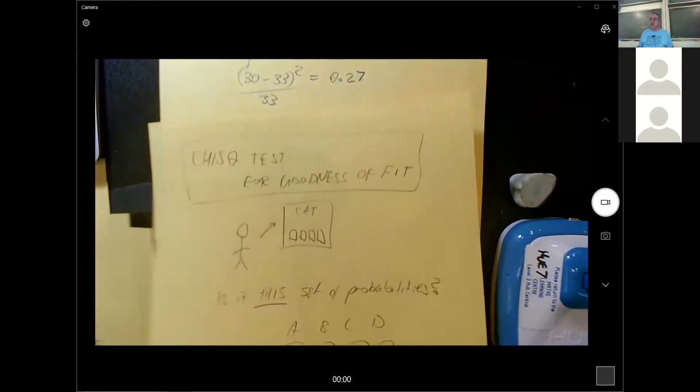2 sets of categories. It's time for ANOVA. We have just enough time to talk a little bit about at least what they're for.